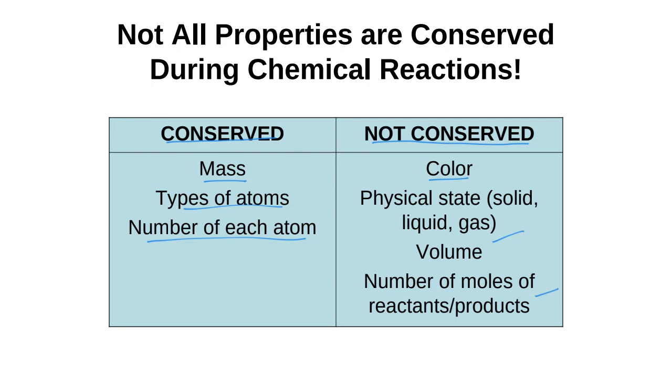For example, if the reactant is solid, it is not necessary that our product is also solid. Similarly, if the reactant is gas, you can get a product that is liquid. So these things are not conserved in a reaction. That's all for the basics of chemical reactions. In this video we learned what a chemical reaction is, what the different terms used in chemical reactions are, what the balancing of a reaction is, and also the law of conservation of mass.